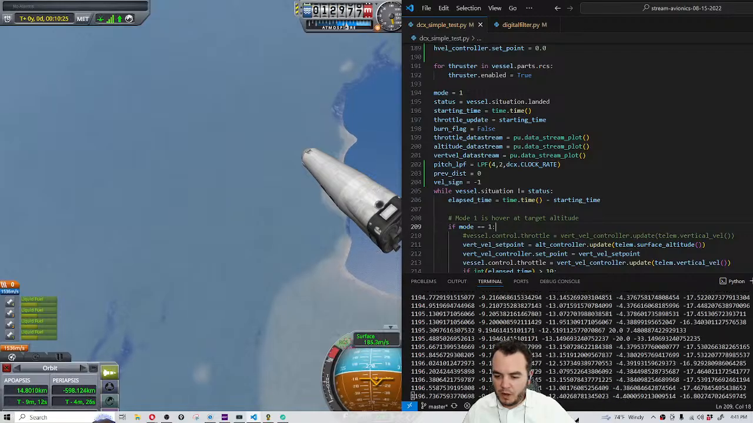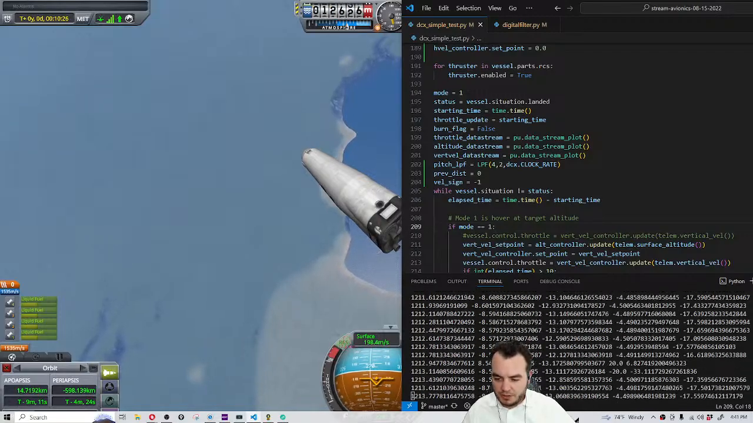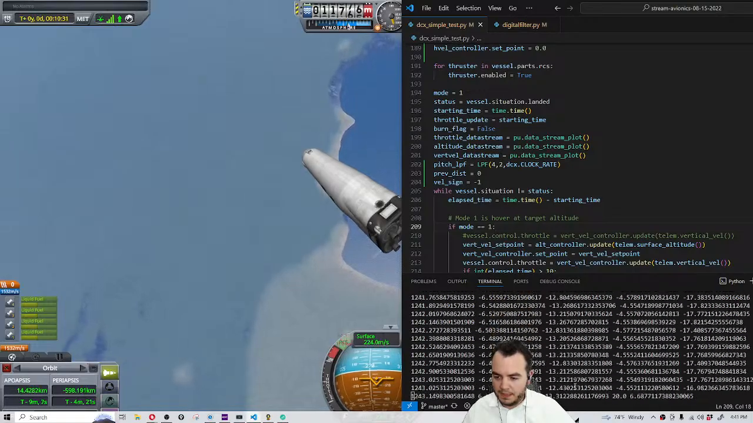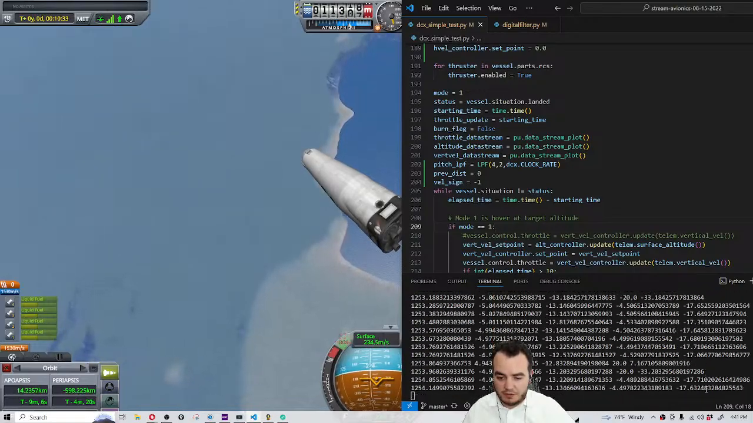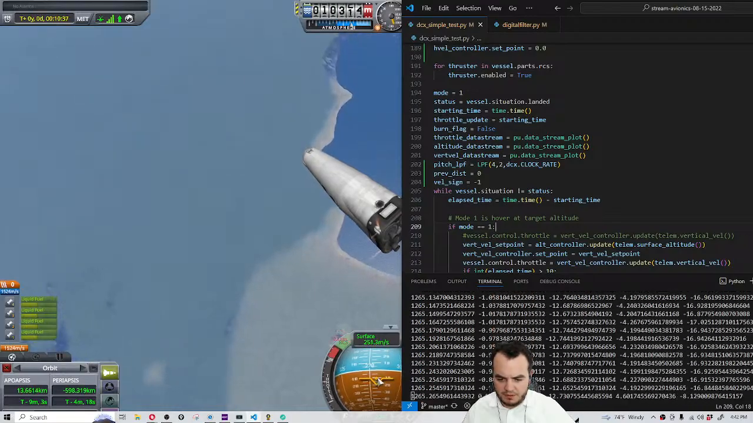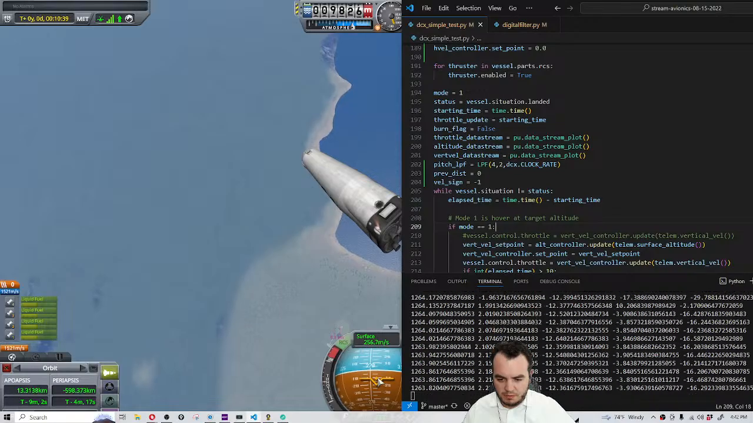All right, let's take a look here. We're moving away. We are indeed showing that we are moving away at negative. That's good. We are commanding 17 degrees pitch. Is that not right? But we're only doing negative 10 here. Why are we only doing negative 10?